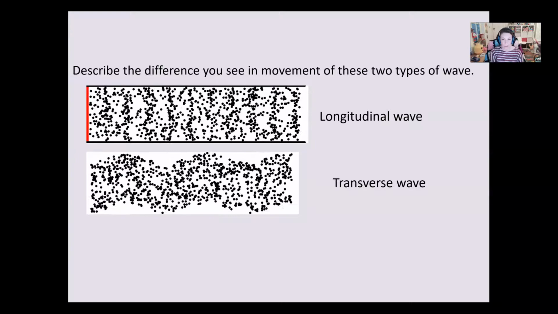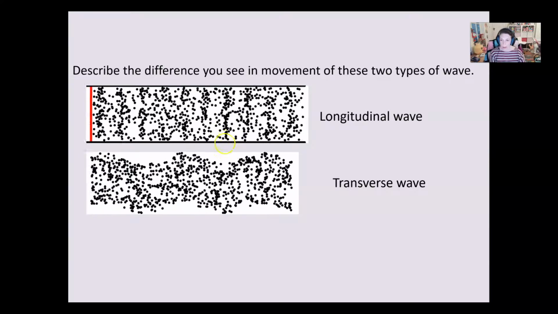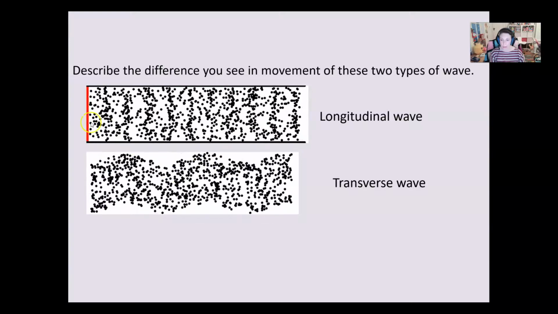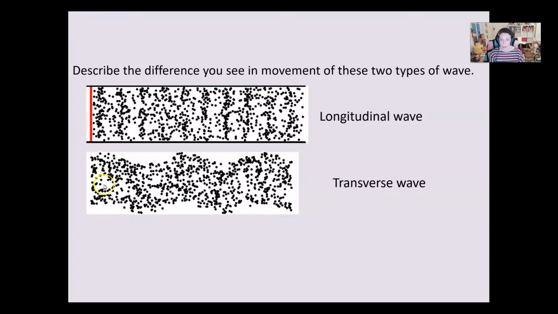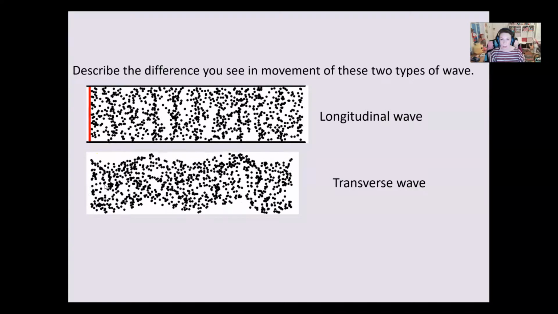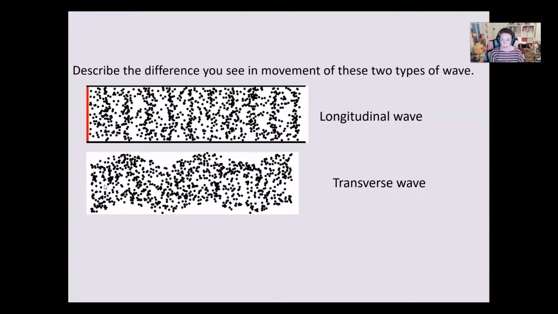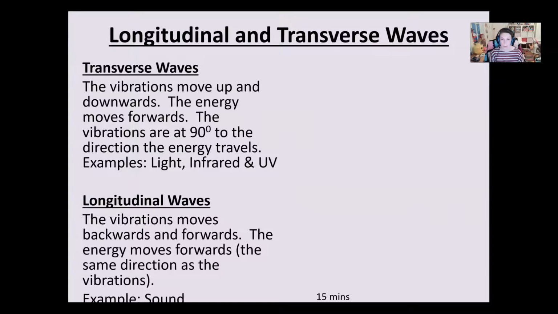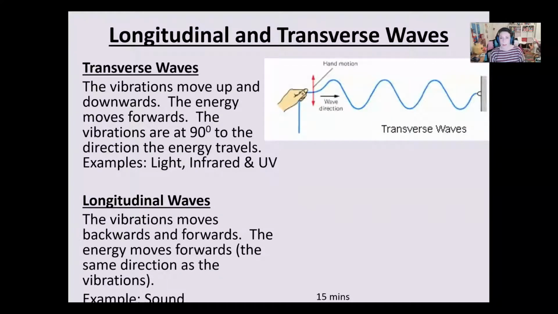If you look at the transverse wave below, if you watch a particle, it moves up and down, but the energy moves forwards. So what we say in this situation is the oscillations move perpendicular to the direction of energy transfer. On the next slide there are some definitions you can write down if you want to. Transverse waves: the vibrations move up and down and the energy moves forward. We say the vibrations are at 90 degrees, or perpendicular, to the direction the energy travels. Examples of that are all the electromagnetic waves, which include light, infrared and ultraviolet.